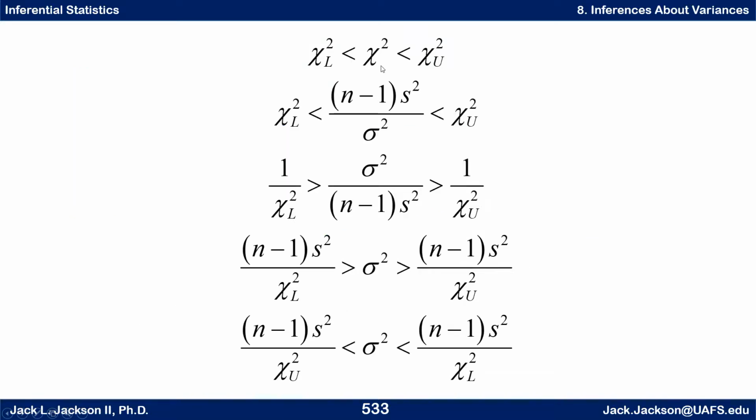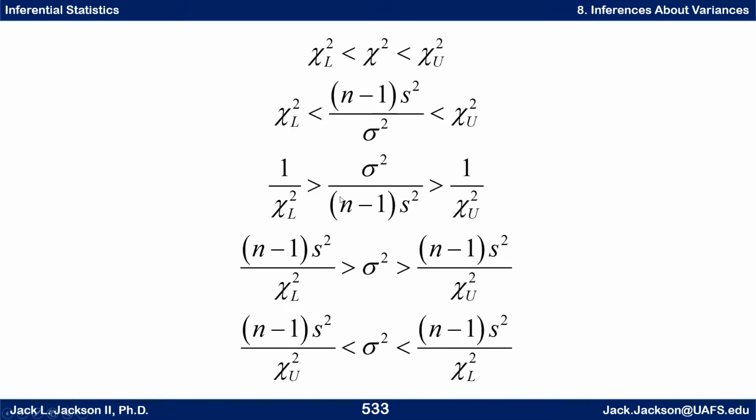So let's look at a little algebra here. We want the chi-square test statistic to be between this chi-square lower and this chi-square upper as defined on the previous slide. Well, our chi-square test statistic we know is n minus 1 times s squared over sigma squared. Remember, s is the sample standard deviation and sigma is the population standard deviation. n is the sample size. So n minus 1 is the degrees of freedom. We're going to solve this where the population parameter sigma squared, the variance, is in the middle.